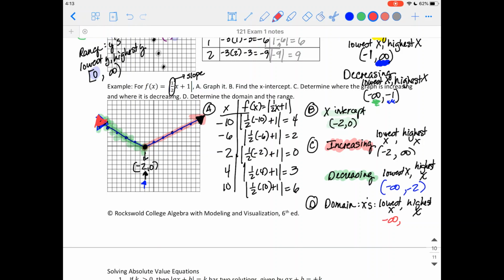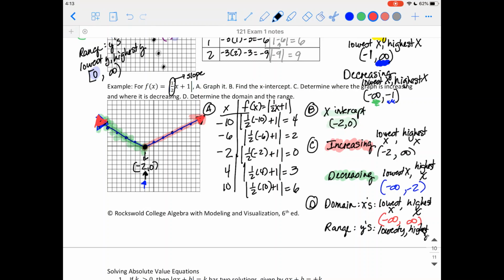And my highest x is the rightmost part of the graph. So this arrow right here is going forever to the right. So it's going to be positive infinity, and both with parentheses. Now the range is the only time that we're dealing with the y's. So this is going to be the lowest y, comma, the highest y.